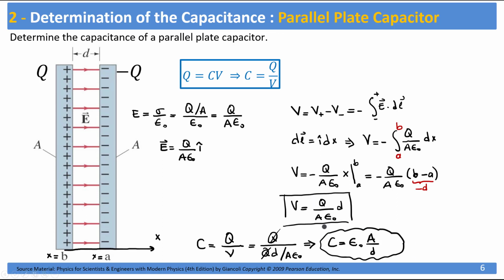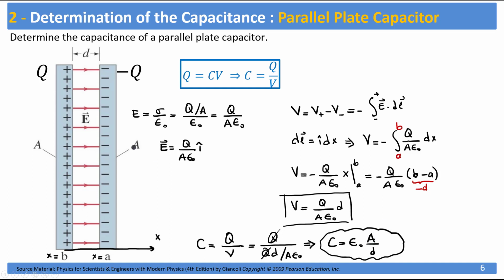When we look at this expression, we can easily see that the capacitance of this parallel plate capacitor does not really depend on the charge on it or the voltage across it, but rather on the geometric aspects of this capacitor, meaning the area of the plates A and the plate separation d. There's another factor here, which is our constant, the permittivity of free space. Now, if you want to increase the capacitance of this capacitor, you can increase the area of the capacitor.